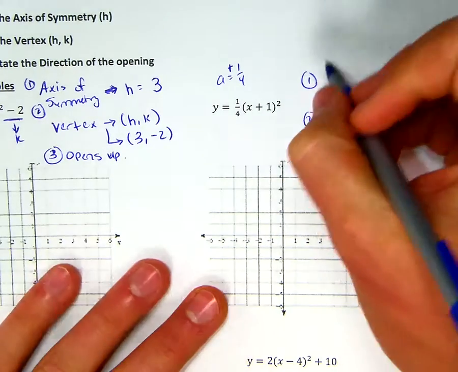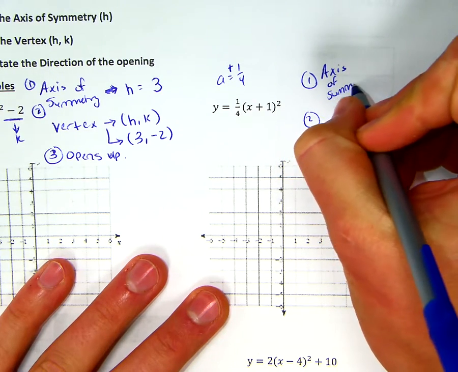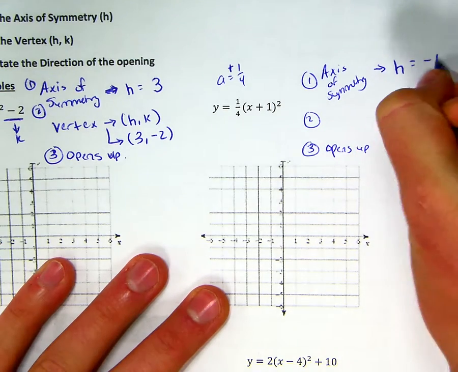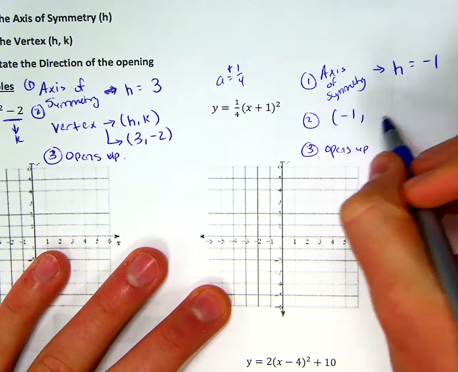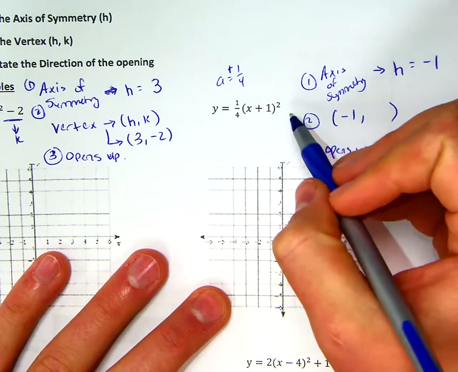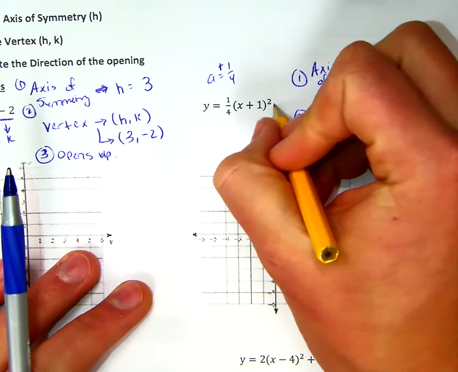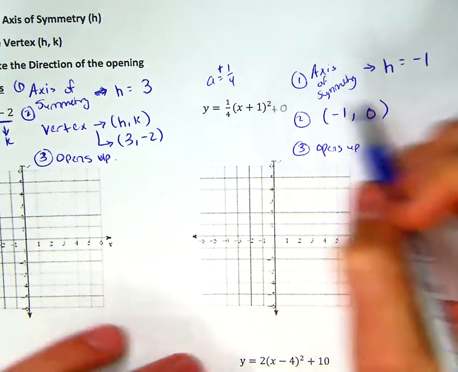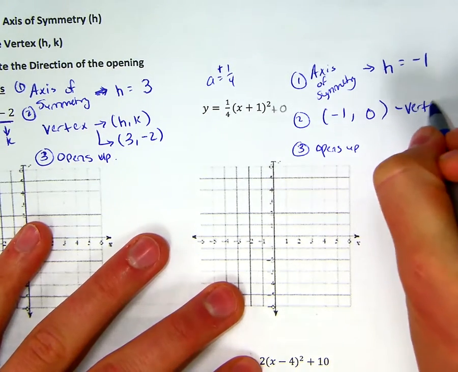Now our axis of symmetry is our h, which equals negative 1. Again, you have to flip this. Our vertex is negative 1 comma, and what's our k? If there's nothing there, your k is just 0. If there's nothing outside here, then your k is just 0. So this is the vertex.